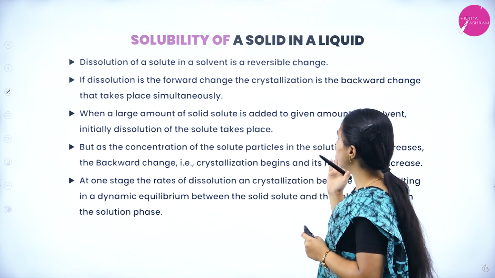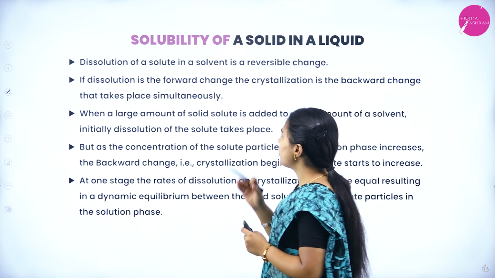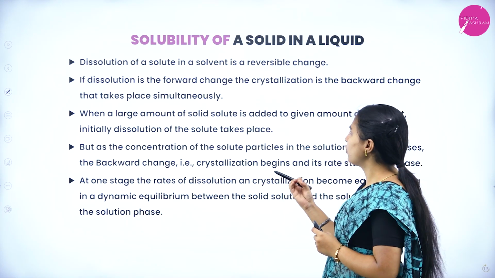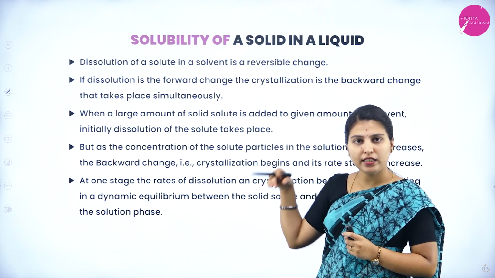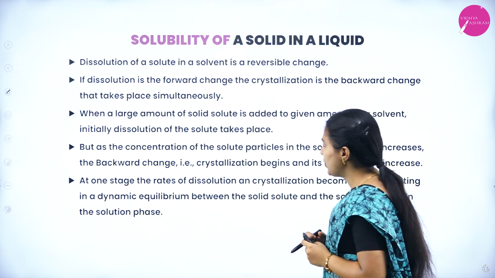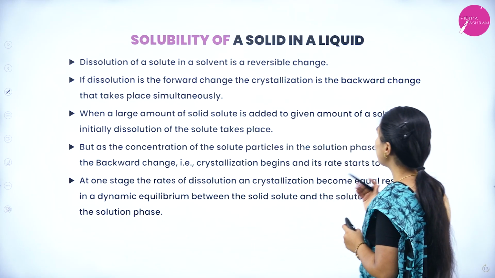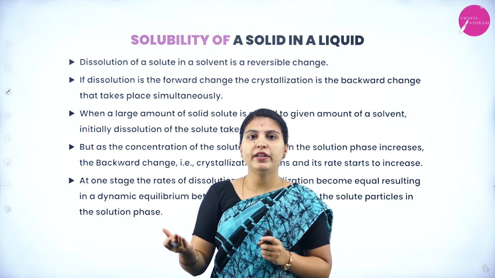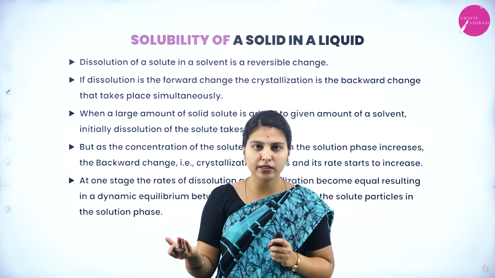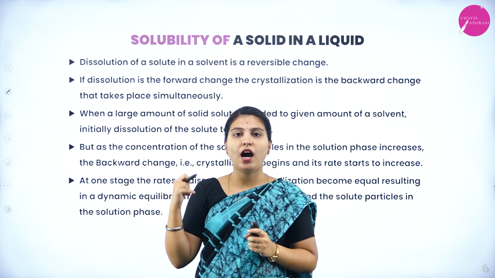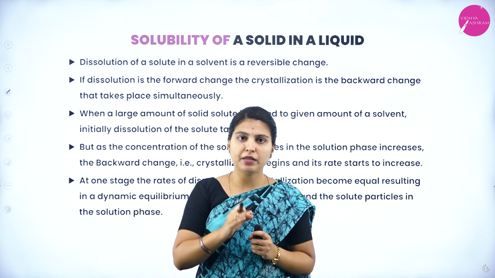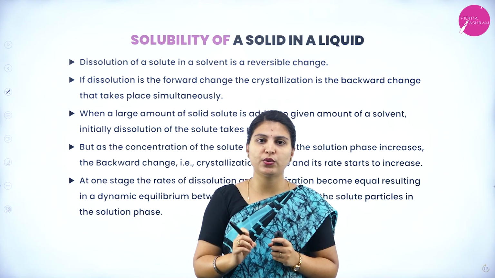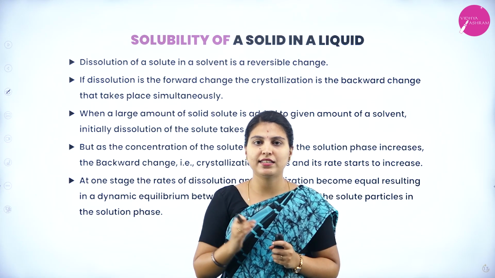Next, we will see the solubility of a solid in a liquid. Dissolution of a solute in a solvent is a reversible change. Yes, the solute will dissolve in the solvent, and it can be a reversible change. If dissolution is the forward change, crystallization is the backward change that takes place simultaneously. If the solute is dissolving in the solvent, that is dissolution. If the solute is coming out of the solution, the crystallization process will occur. So, simultaneously both processes occur, dissolution on one side and crystallization on the other.